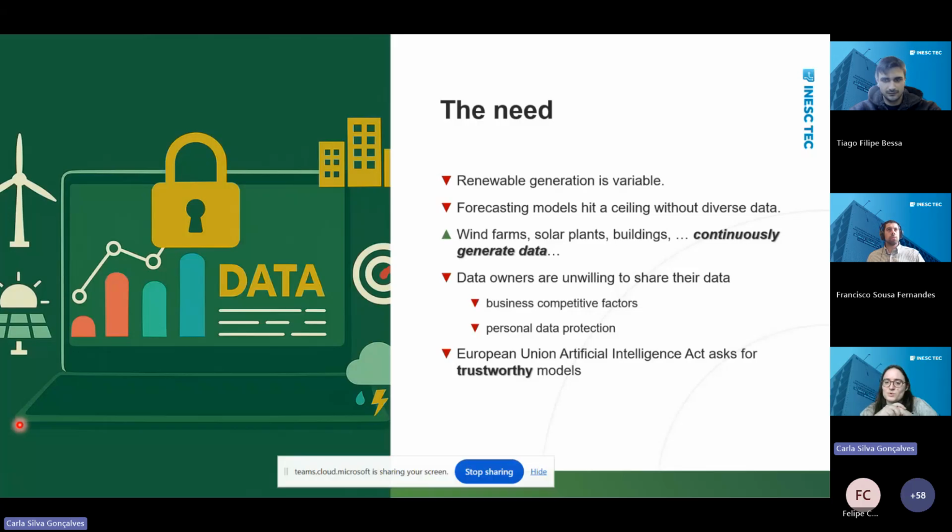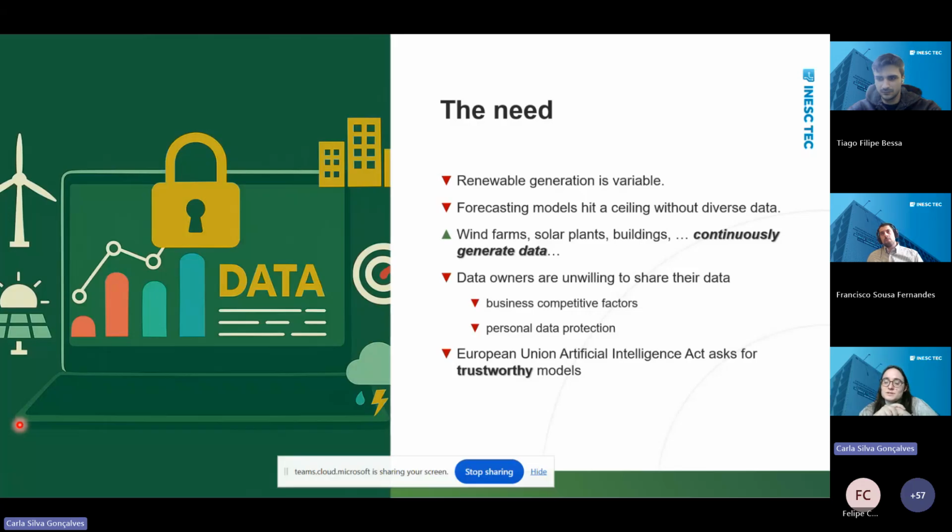So the data exists, but the problem is that these wind farms, solar plants, and buildings are owned by different data owners, and usually they are unwilling to share their data, because of business competitive factors or personal data protection when we are talking about load data, for example, in our houses. So as a solution, we can propose privacy preserving techniques to estimate the models without really having data sharing.